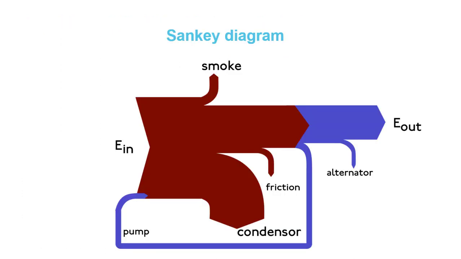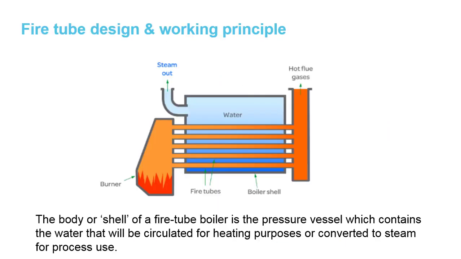Sankey diagram: energy in and energy out. Energy goes out as smoke, friction, alternator, condenser, pump, and so on. The Sankey diagram, the picture itself is self-explanatory. Further, we will look a little deeper at the fire tube design and working principle.